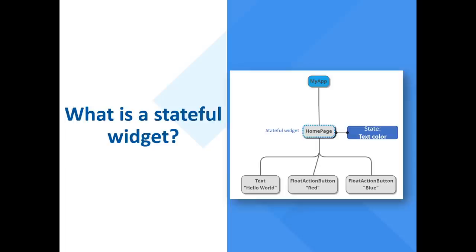So basically a Stateful Widget is just a regular widget. As we learned from the previous slide, in Flutter, all widgets are immutable, right? So by default, as you already know, there are two types of widgets in Flutter, the stateless and stateful. By default, a widget is stateless unless you specify it to be stateful.